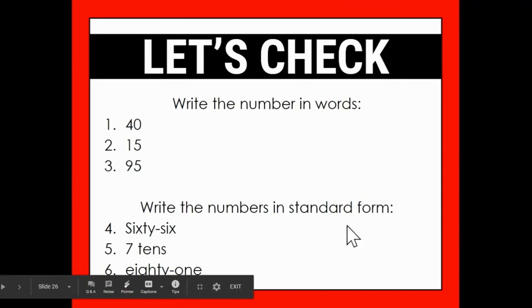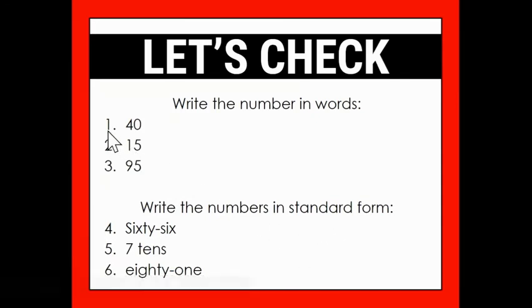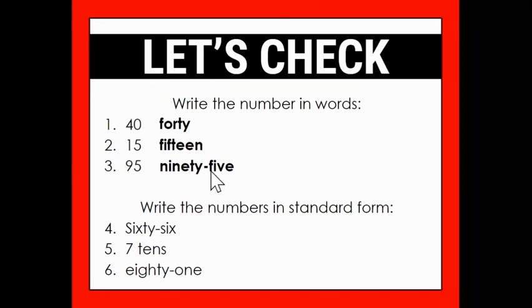All right, are you ready to check? Let's see, for number 1, this is the number 40. Did you write out 40? How about number 2? This is the number 15. And this last one is the number 95. Did you write the number 95? What about this hyphen right here? Did you remember that?